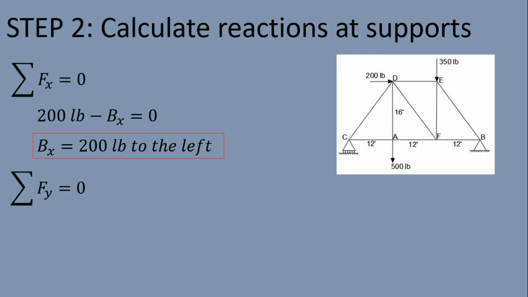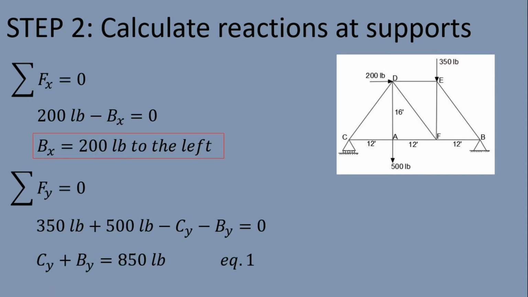So, para naman sa summation ng forces Y natin, that should also be 0. So 300 pound plus 500 pound minus CY minus BY. No? Yung assumption natin na upward parehas yung direction ng reaction at B and at C. So they should always be 0. So we have equation 1 na CY plus BY is equal to 850 pound by transposition and simplifying the equation. Ito na natin yung equation 1.